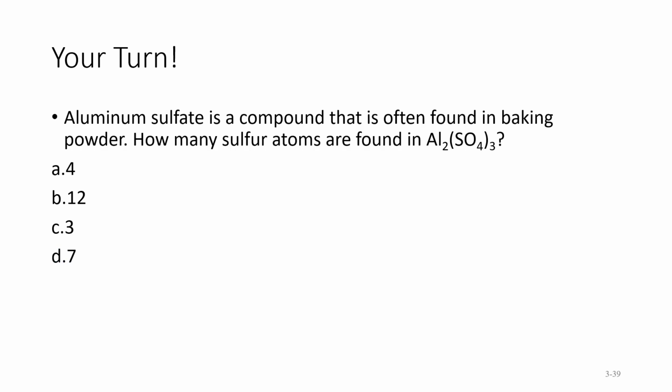Aluminum sulfate is a compound that is often found in baking powder. How many sulfur atoms are found in Al2(SO4)3? So 3. And why is it 3? Because we carry in this subscript to the S and to the O.